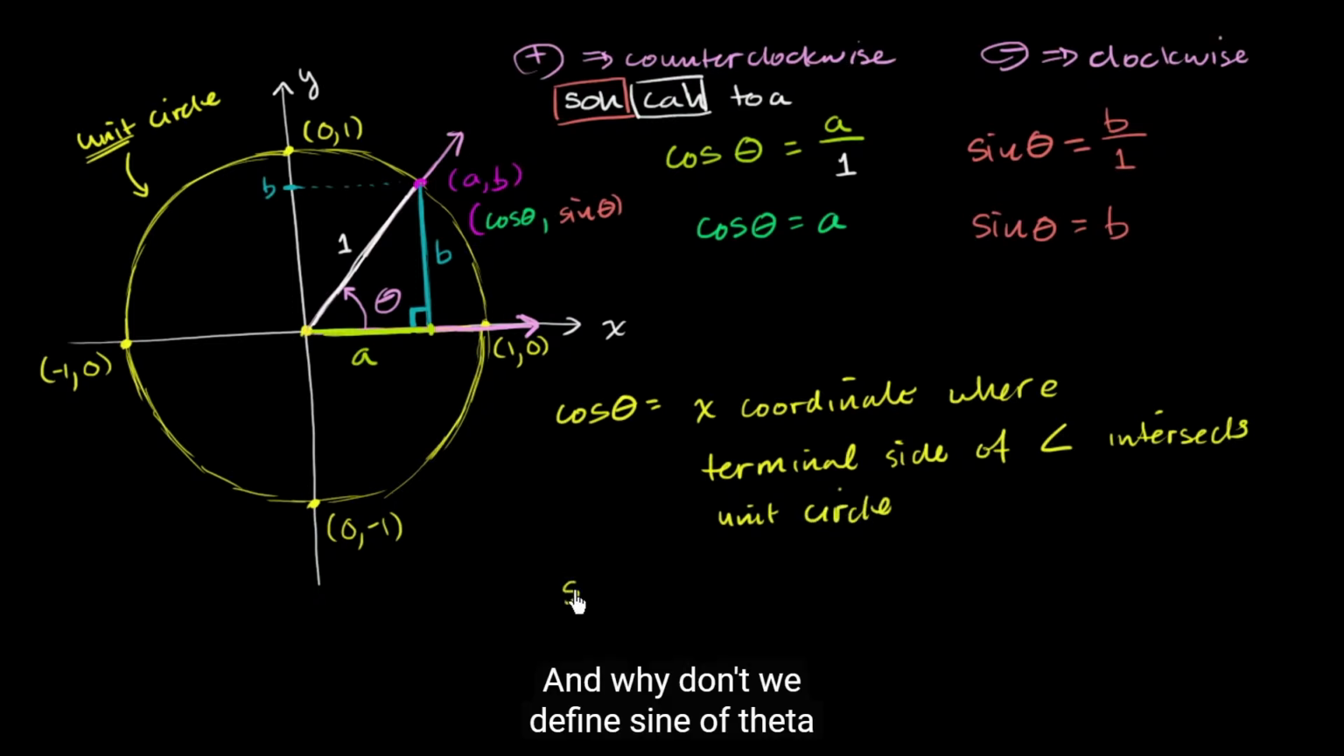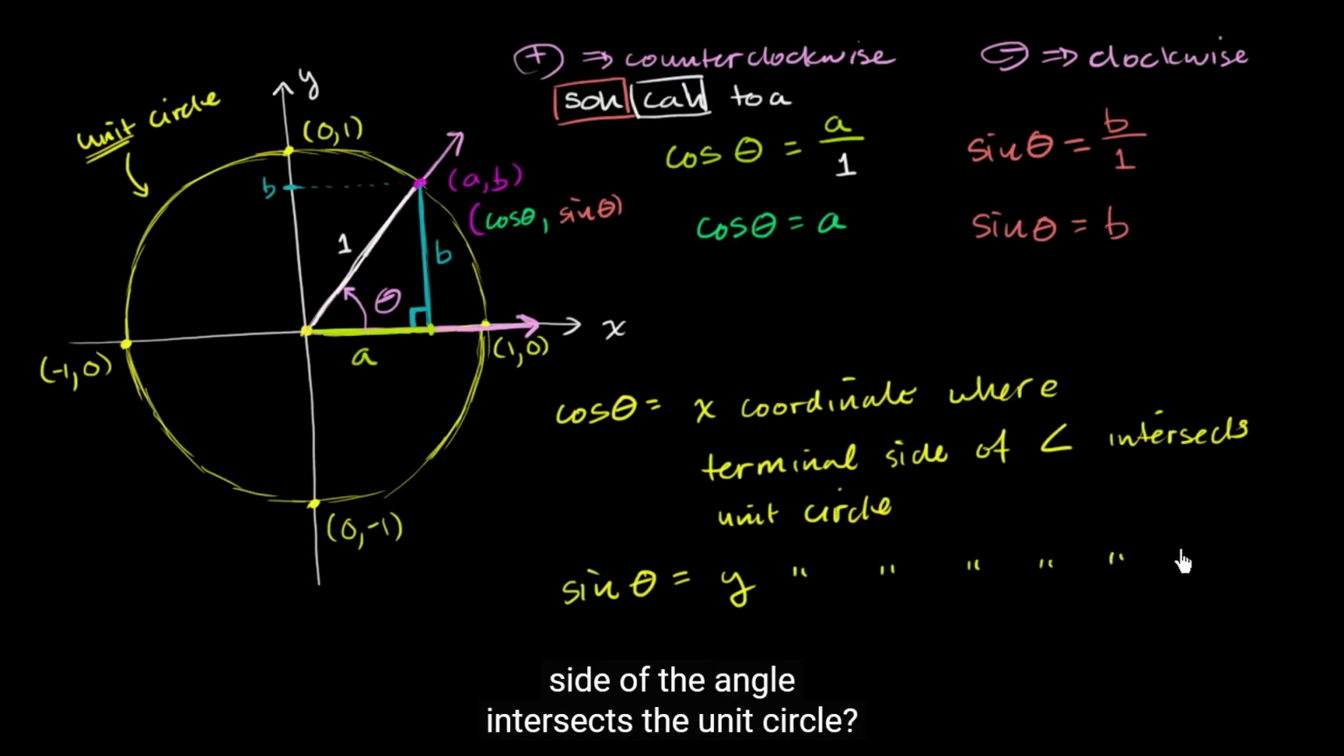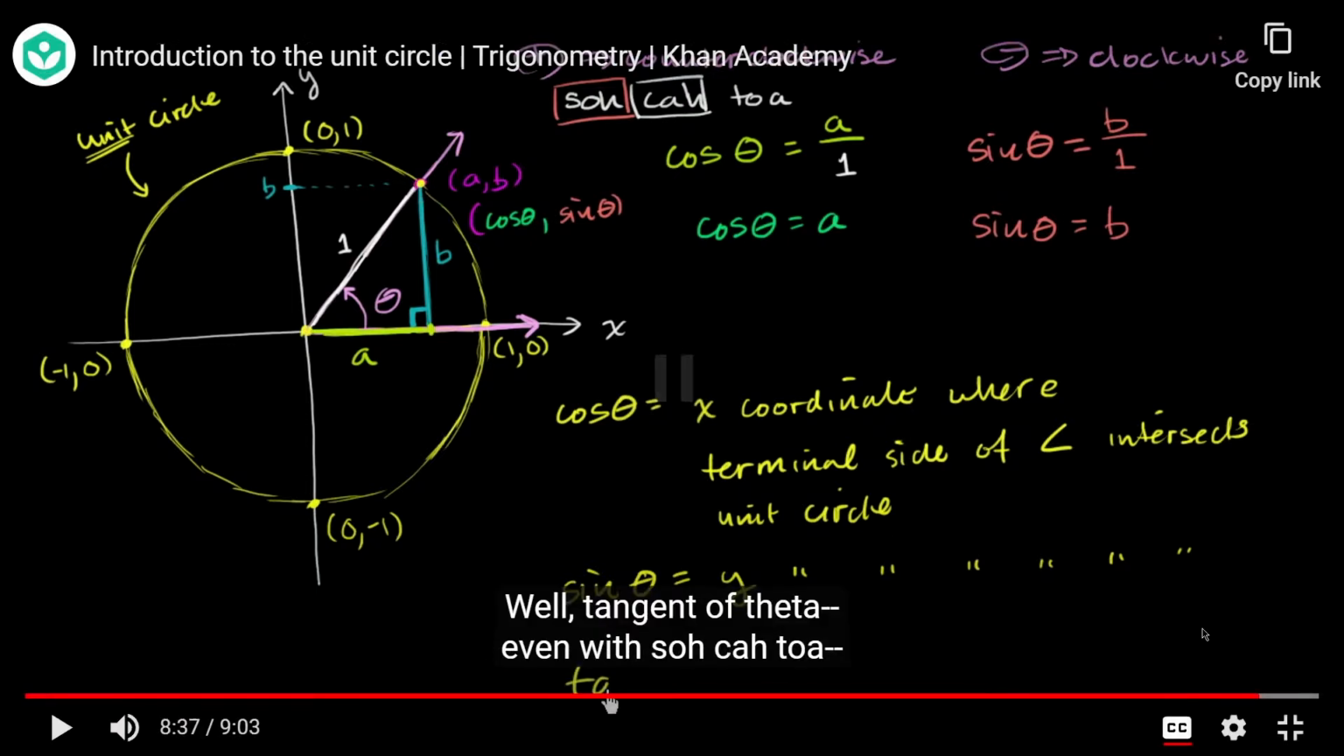And why don't we define sine of theta to be equal to the y-coordinate where the terminal side of the angle intersects the unit circle. So essentially, for any angle, this point is going to define cosine of theta and sine of theta. And so what would be the reasonable definition for tangent of theta?